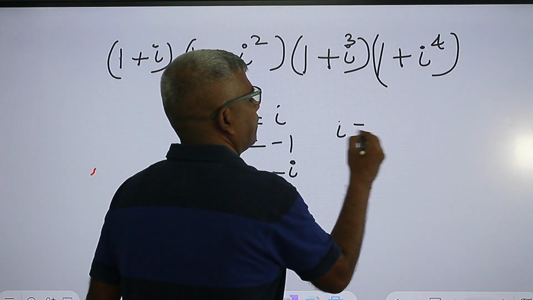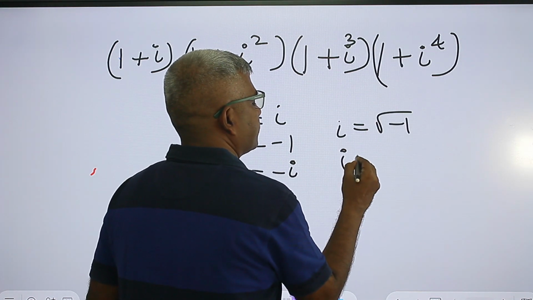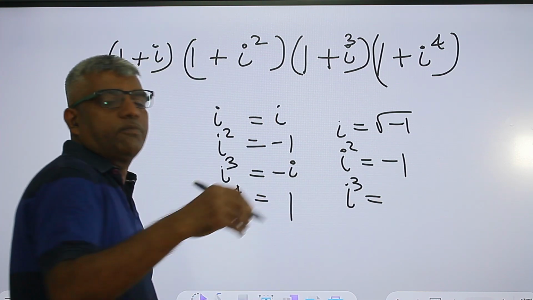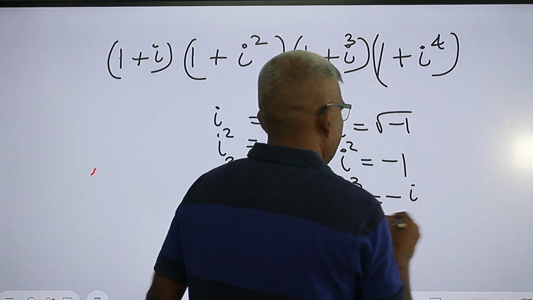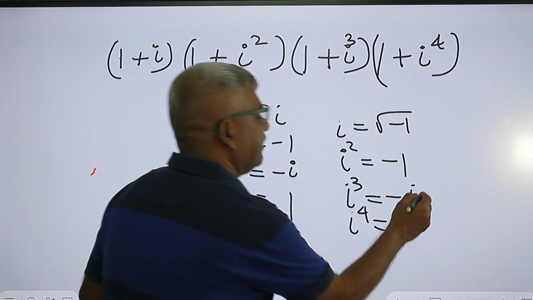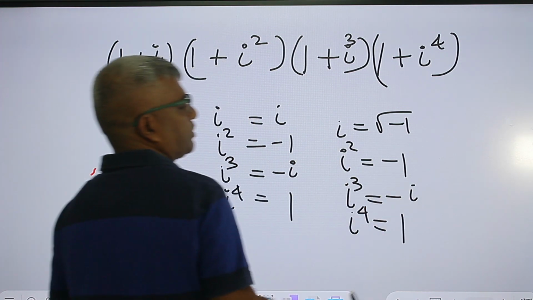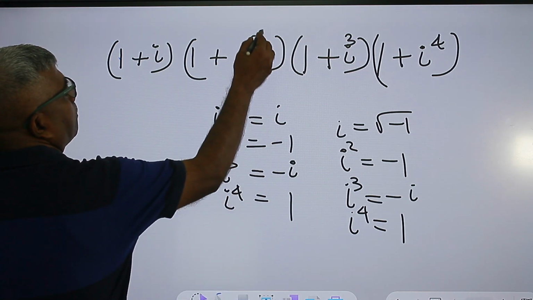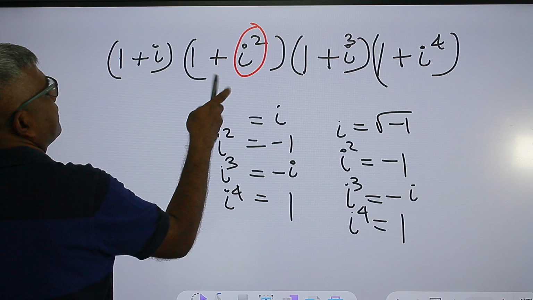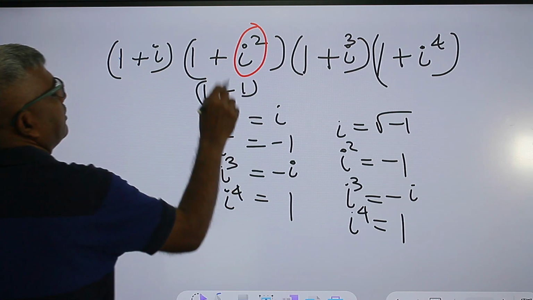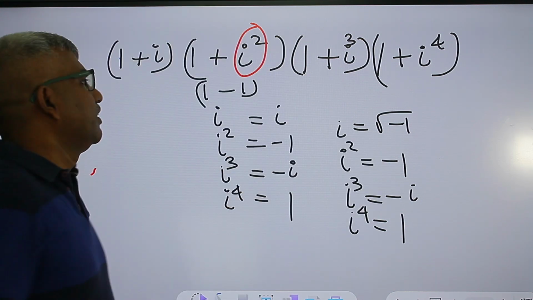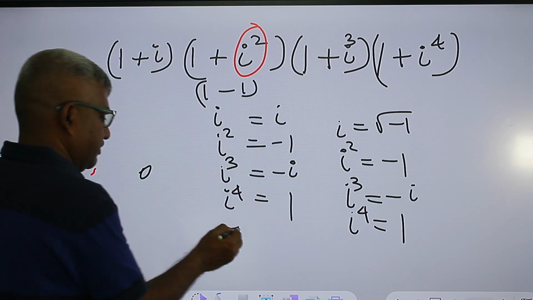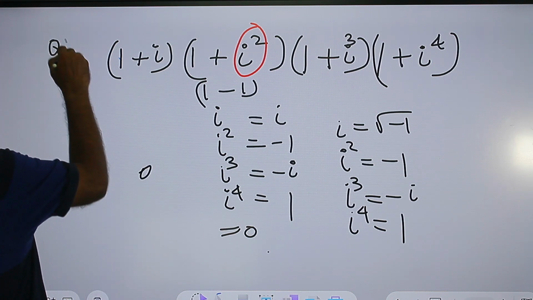You know that i is equal to square root of minus 1, i squared is minus 1, i cubed is minus 1 times i, so minus i, i power 4, i squared is minus 1, minus 1 is plus 1. Now very simple, you need not do much. Here i squared is minus 1, so 1 minus 1 is 0. So if one factor is 0, the product will be 0. So very simple one. This is question 1.